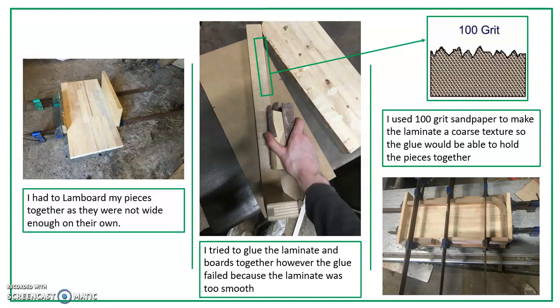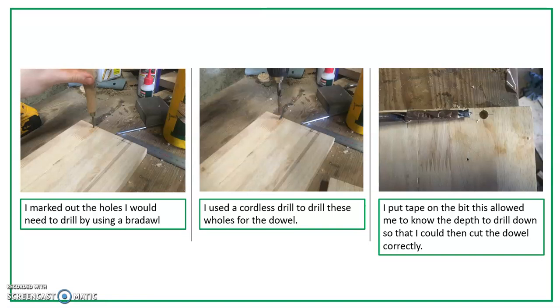Then the next one, marking the holes here, I used a bradawl and a cordless drill, but to overcome the problem of what depth to go down, I stuck some tape on the drill bit and went down this distance for each of my holes. That helped me gauge what length of dowel to use, and also not to go too far down or too short.